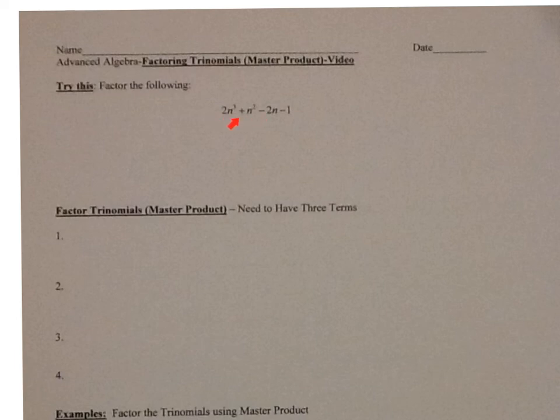Okay, so when we have 4 terms, we should be thinking of grouping. So I'm going to group the first 2 terms and the last 2 terms. All right, now I'm looking for the GCF. So let me just write over here. We're doing grouping. All right, so the GCF of the first 2 terms is n squared. So then I have n, 2n plus 1.